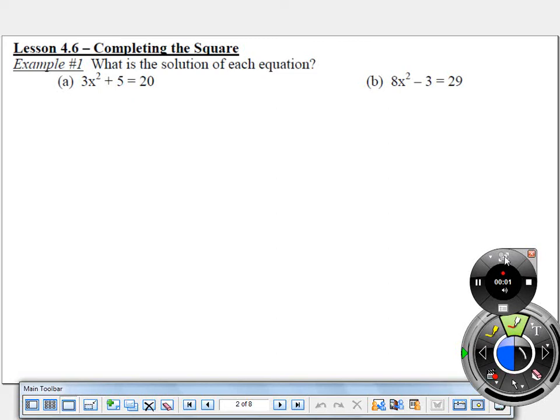Not saying I'm going to ask you to come up to the board and do it right now, but just like, yeah, I remember something called completing the square in Algebra 1. All right, so this is a way to solve quadratics. Okay?